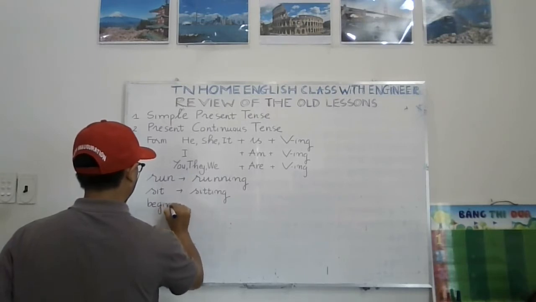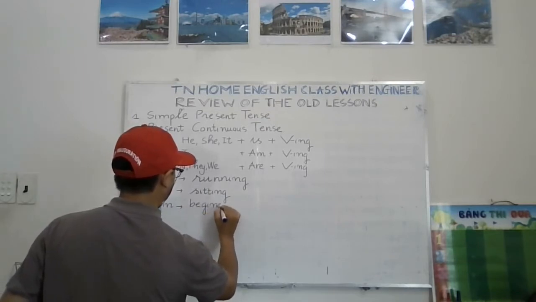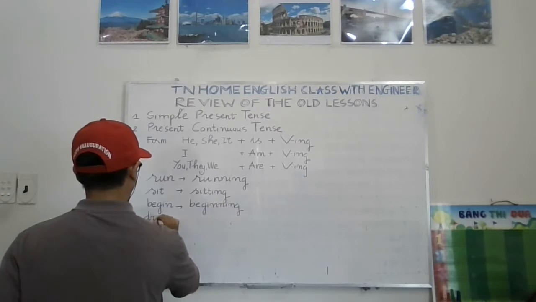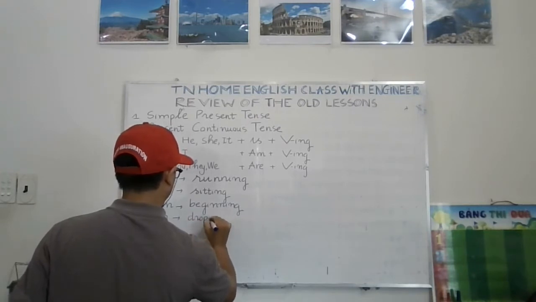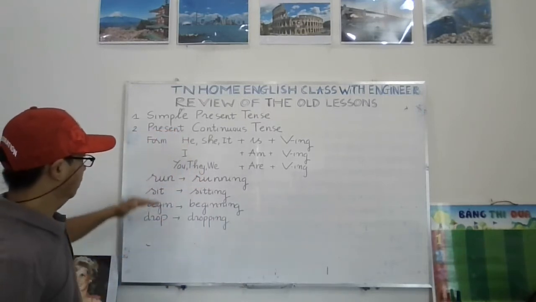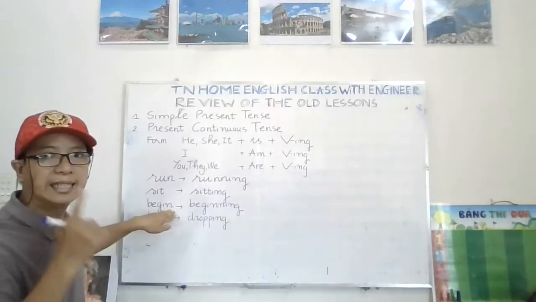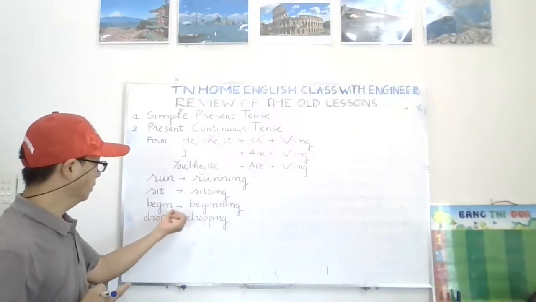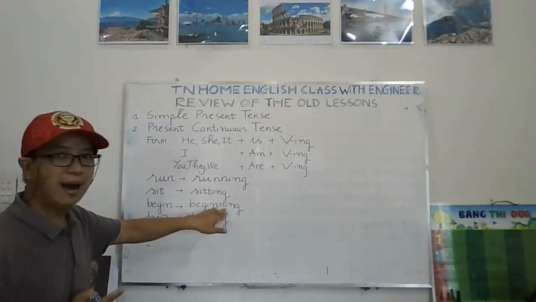Begin, beginning, drop, dropping, as you see. Although begin has two syllables, be and gin, it ends in a consonant sound before which is the vowel I, so we double the N and we add ING, okay?